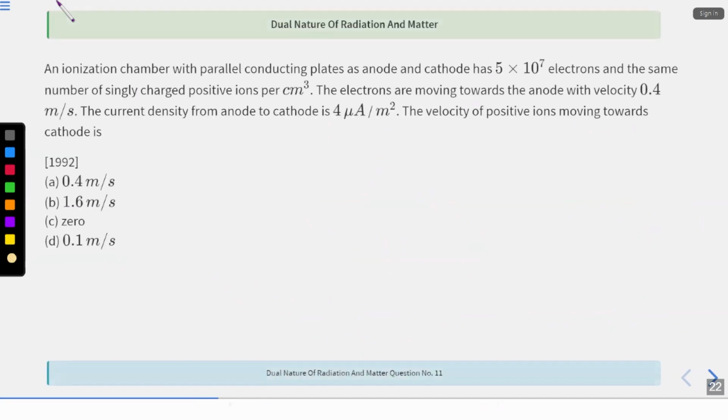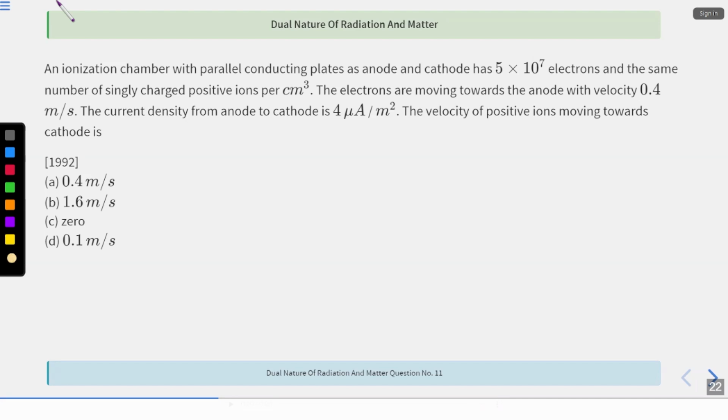Okay, moving on to the next question. An ionization chamber with parallel conducting plates as anode and cathode has 5 into 10 to the power 7 electrons and the same number of singly charged positive ions per centimeter cube. The electrons are moving towards the anode with 0.4 meter per second. The current density from anode to cathode is 4 microampere per meter square. The velocity of positive ions moving towards cathode is.